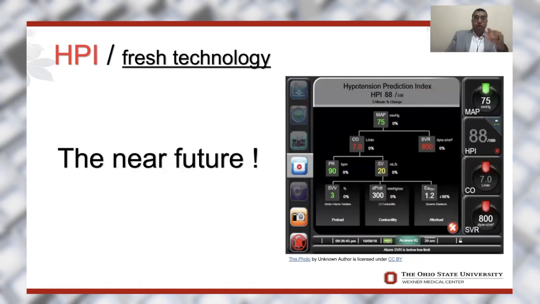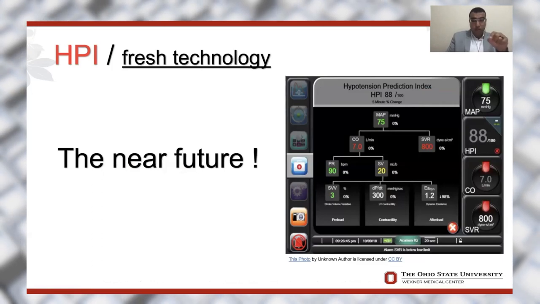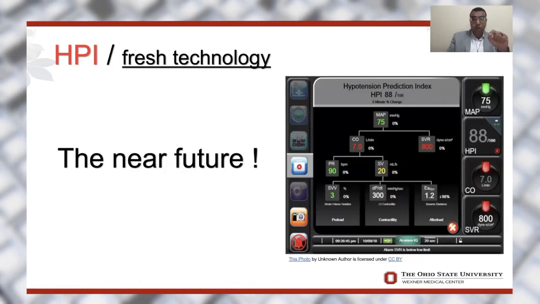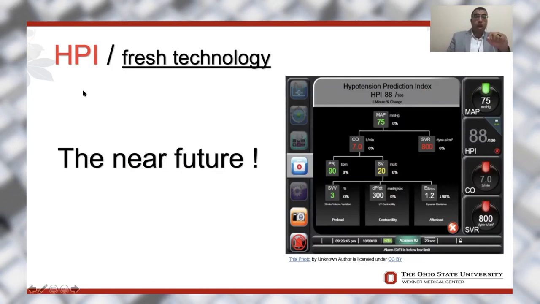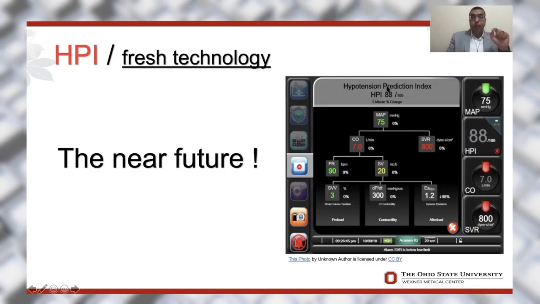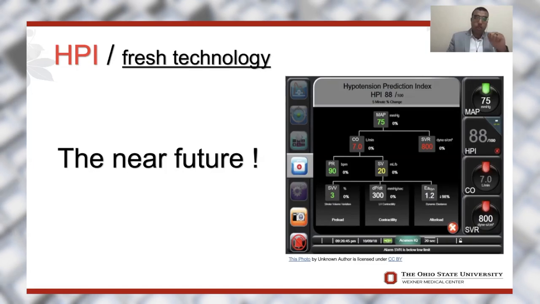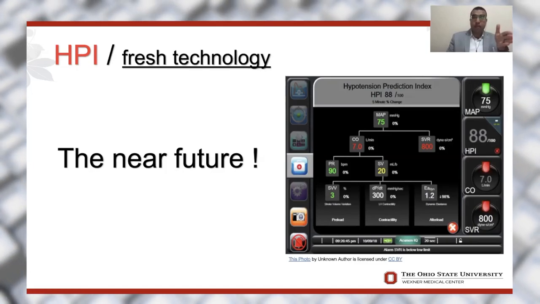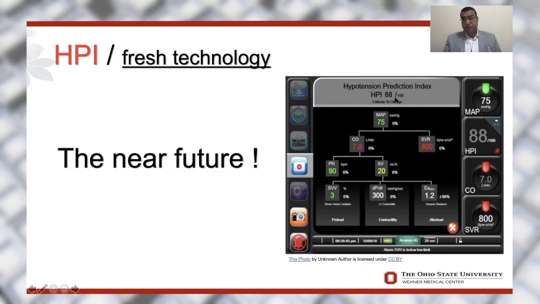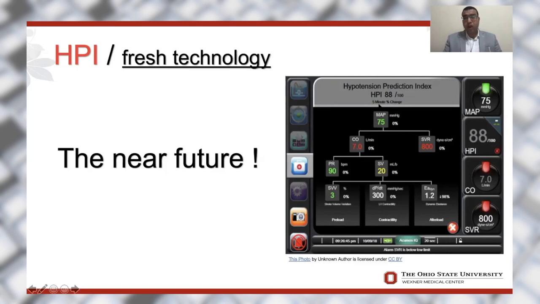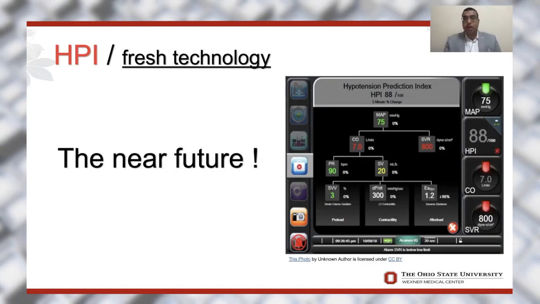After all this monitoring, I'd like to emphasize a near-future technology brought by Edwards. It was introduced at Ohio State University just this year. It's called HPI, or Hypotension Prediction Index. It can tell you about the upcoming hypotension episodes 15 minutes, 10 minutes, and 5 minutes before the incident. Here it's about 88 over 100, so after 5 minutes there will be an episode of hypotension.